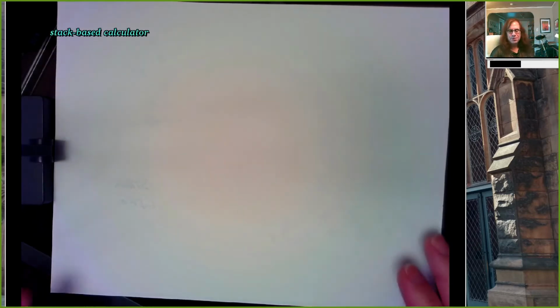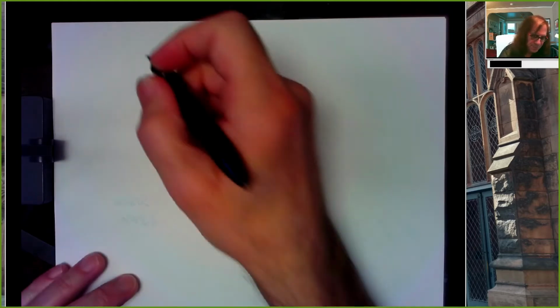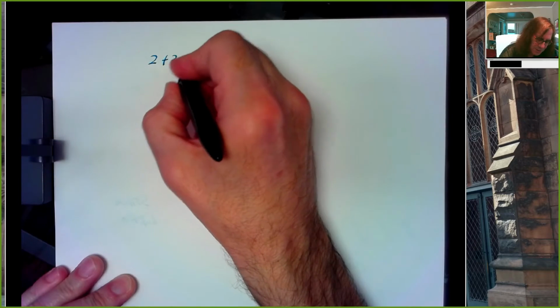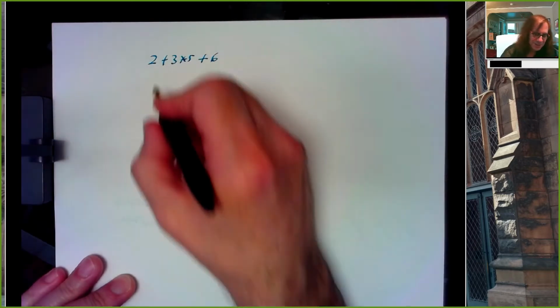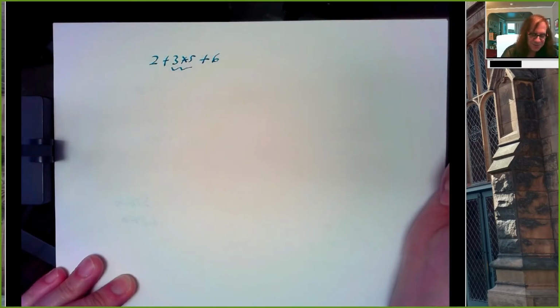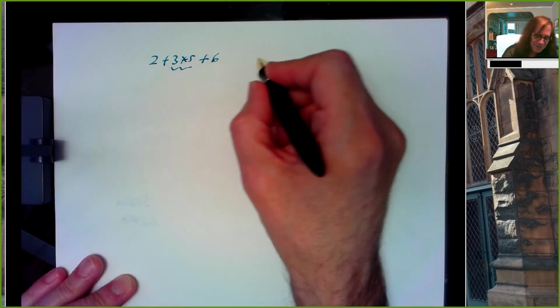All right, let me do one other application of a stack. And this is a classic programming problem. I don't think I'm going to assign this, but this is something that you'll probably see in other courses. This is the idea of a stack-based calculator. So how does a calculator work? I mean, when you type 2 plus 3 times 5 plus 6, right? And your calculator magically does this first and gets 15, plus 2 is 17, plus 6 is 23.